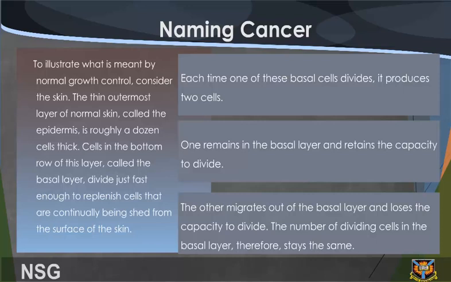Each time one of these basal cells divides, it produces two cells. One remains in the basal layer and retains the capacity to divide. The other migrates out of the basal layer and loses the capacity to divide. The number of dividing cells in the basal layer therefore stays the same.